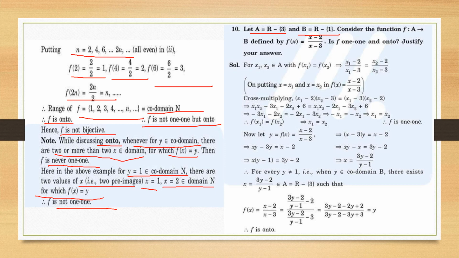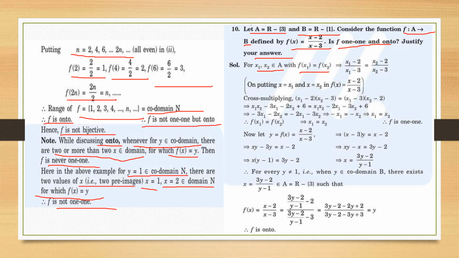Consider the function f mapping from A to B, where originally A and B are given, defined by f(x) = (x − 2)/(x − 3). Is f one-one and onto? Justify your answer. Let us take two elements x1, x2 belonging to A such that f(x1) = f(x2).